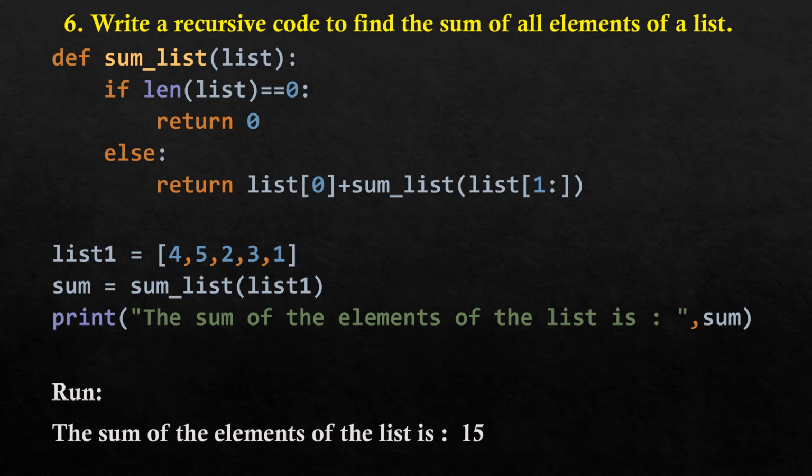So what it is doing: in the first execution, it takes list[0], that is the first item in the list, that is 4. 4 plus sum_list of list[1:], that means the list becomes 5, 2, 3, 1, where the first element, that is 4, is excluded. Like this it will continue recursively until the length of the list becomes 0, and the sum is stored in a variable sum.